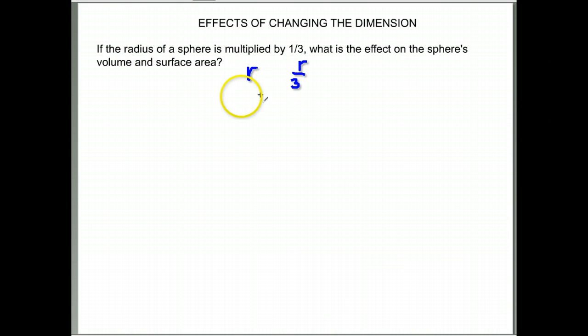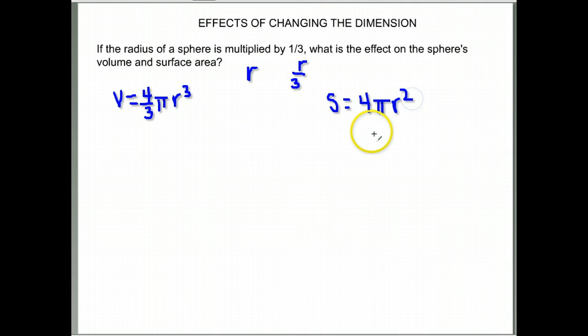Now you could draw pictures and try this out and see what happens. But I'm also going to show you looking at formulas how we can tell what would happen. So let's write down the formulas for both volume. Volume is 4/3 pi times radius to the 3rd power, and surface area. Surface area is 4 pi times radius squared.